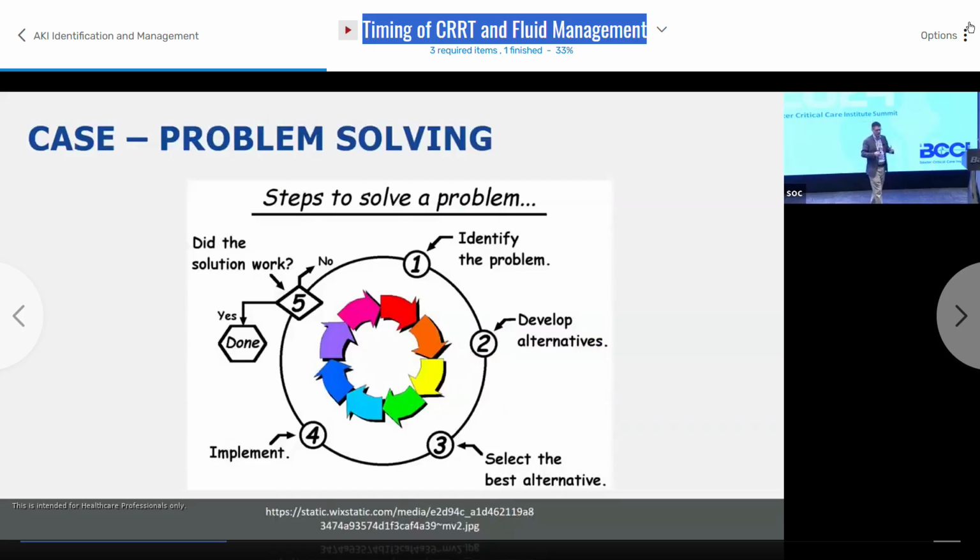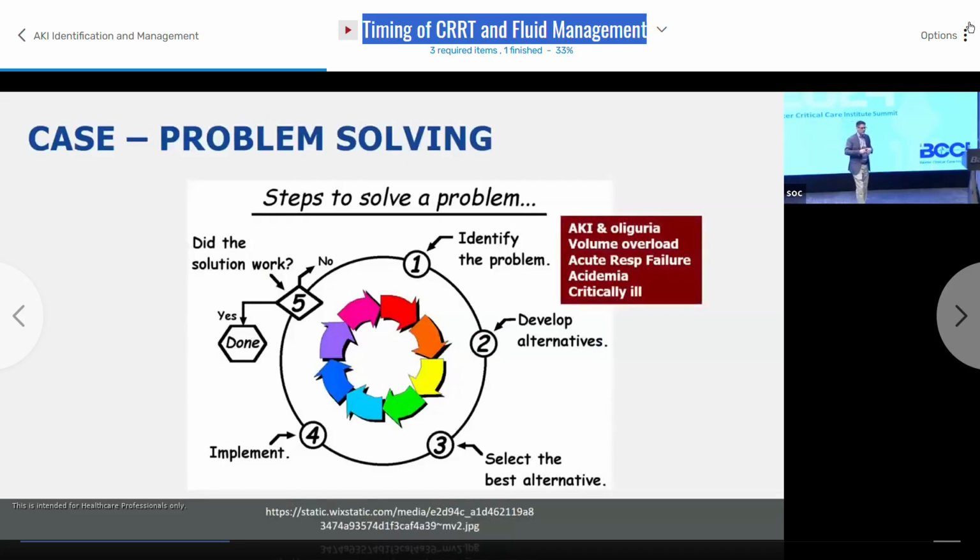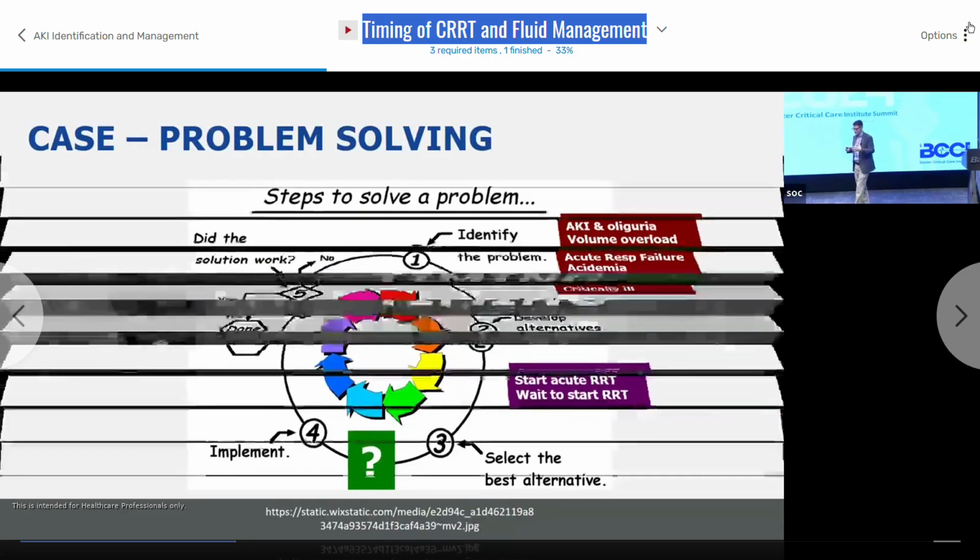We have to identify the problem, develop alternatives, select the best alternative, which may or may not be a perfect answer, implement that, and then look to see if our solution works. So in our patient, we have AKI, oliguria, volume overload, respiratory failure, acidemia, or critically ill. Our options are to start or to wait, okay? So where do we stand on this? Where can we move forward?